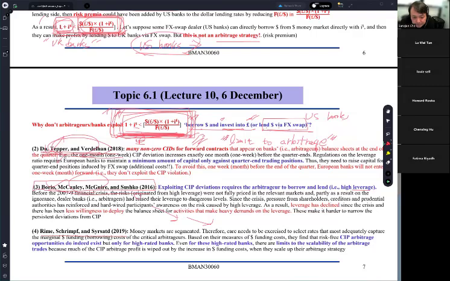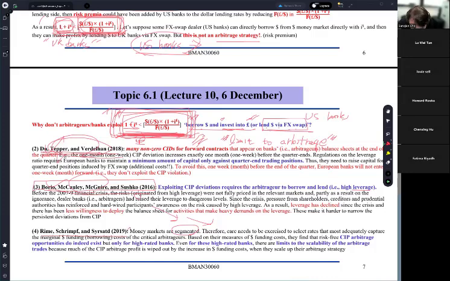Finally, this one says money markets are segmented. What they mean is, well, we use just one interest rate here, but there are many different financial institutions: hedge funds, US banks, commercial banks, or non-commercial banks. They may have different credit risk. When they borrow dollars, they may have to pay different interest rates.